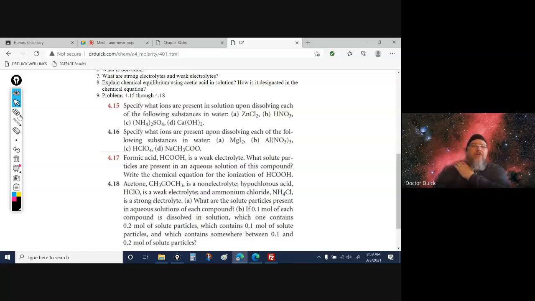So I'm going to do the first one with you, right? It's going to be zinc chloride. That's A. So if I dissolve that, I should get one zinc ion that has a +2 charge and 2 chlorine ions with a negative charge. And more of the same for the rest of these things. You say, I did that? That's not bad, right? Let's do 416, and you guys figure out the rest.